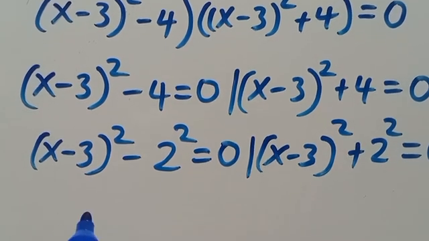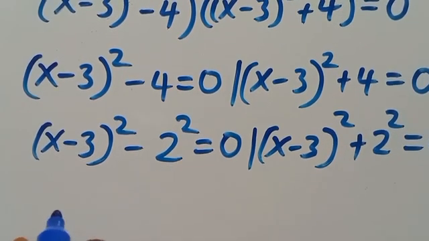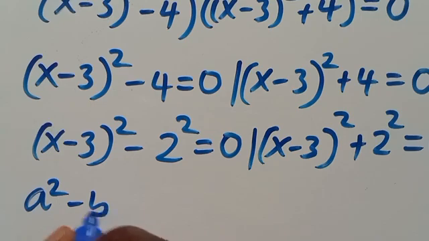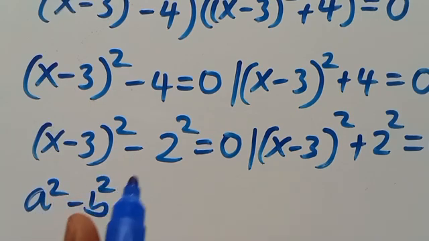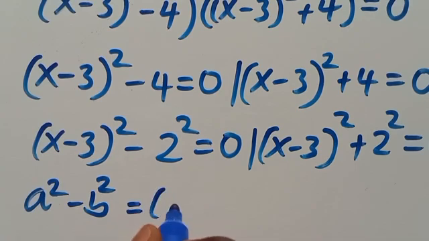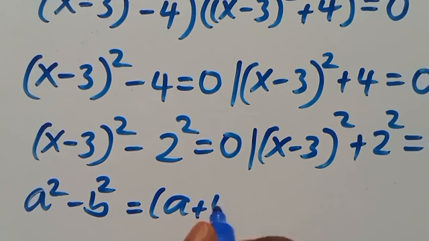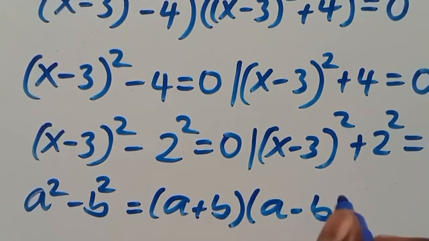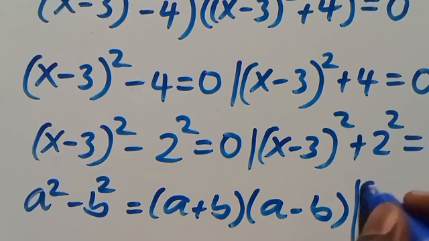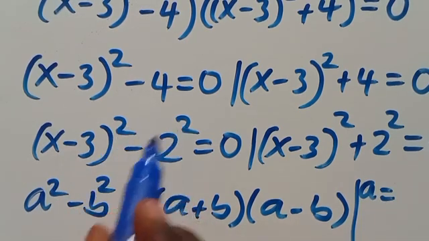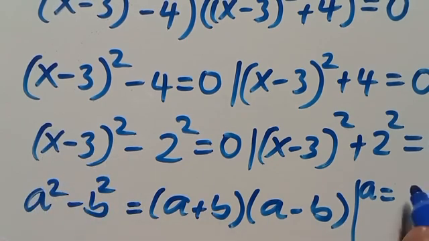Now, the difference of two squares is also applicable here, when we have a^2 - b^2, and the reason is that this one has power 2 and this one also has power 2. We can have this as (a + b) multiplied by (a - b). Then when we make the comparison, we will discover that, because this has power 2 and this has power 2, our a will now be x - 3.